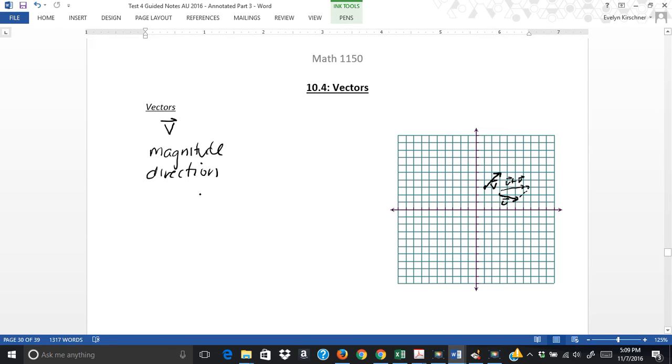Sometimes a vector has no magnitude. We call that the zero vector. Okay. So it also doesn't have any direction because all it is a dot.